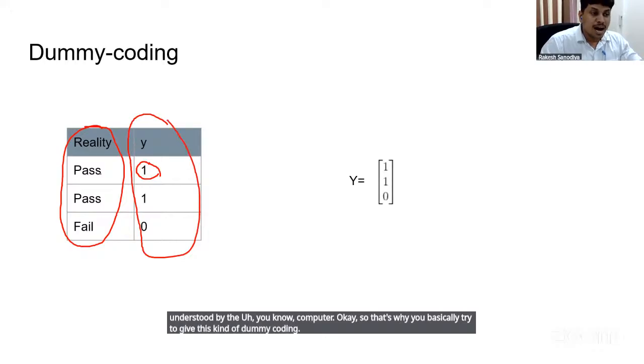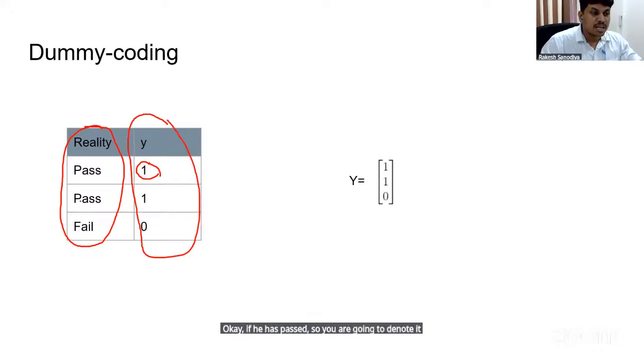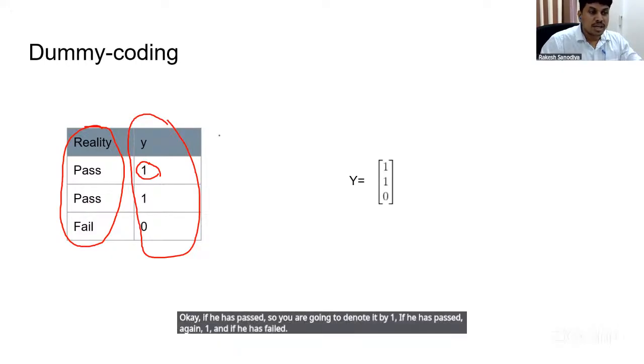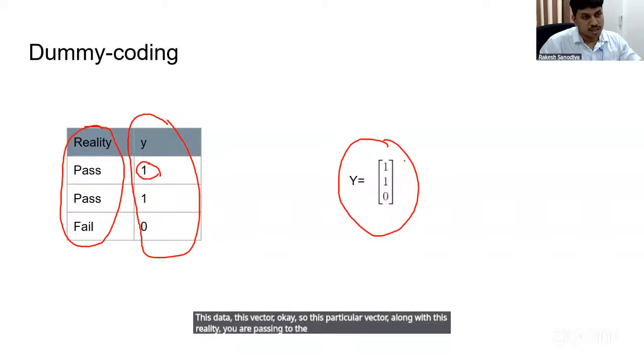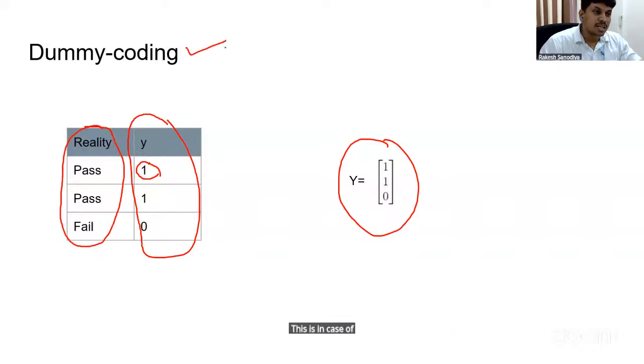If he has passed, you are going to denote it by 1. If he has passed, again 1. And if he has failed, 0. Then this data, this particular vector along with this reality, you are passing to the computer. This is in case of the dummy coding.